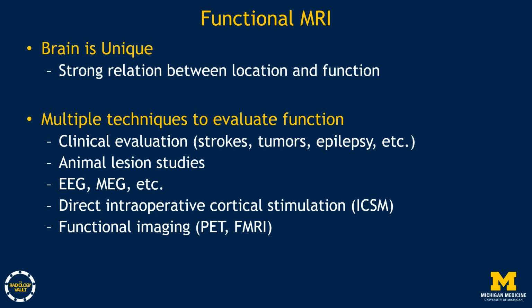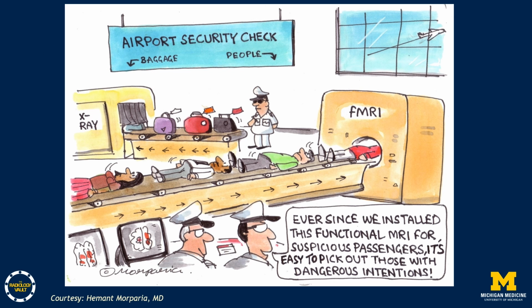But at the same time, as a radiologist, the most important physiological imaging for us is PET and fMRI, or functional MRI. Now, what is functional MRI? There was a lot of hype about the scope of functional MRI. This is a cartoon from a friend of mine, Hemant Morparia, who himself is a radiologist. It shows what TSA can do with you. When you go to the airport, all you have to do is subject yourself to fMRI, and they'll know right away whether your thoughts are good or bad. This is just aspirational, but it shows how useful it can be.